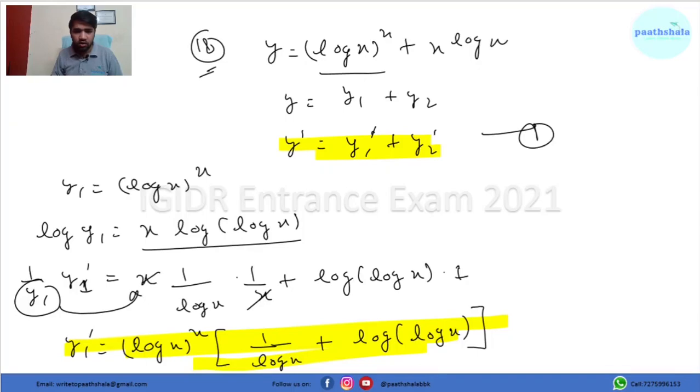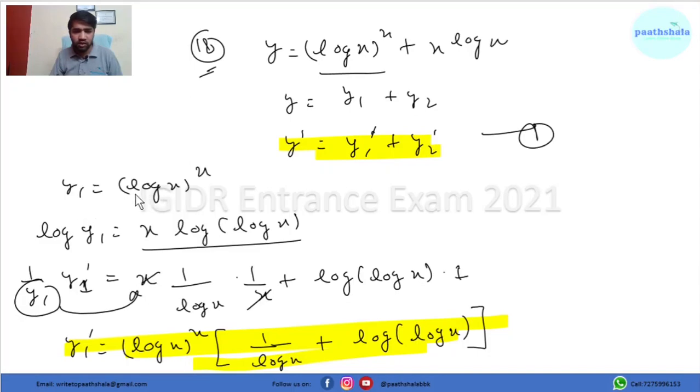In this question, these kinds of questions are very important because they have already been asked in the IGIDR Entrance Exam. We'll just have a look at this question. Here it is mentioned that y equals (log x) to the power x plus x to the power log x. So we'll split it into two parts, that is y equals y1 plus y2. On differentiating, we'll get y dash equals y1 dash plus y2 dash. So first let's solve it for y1.